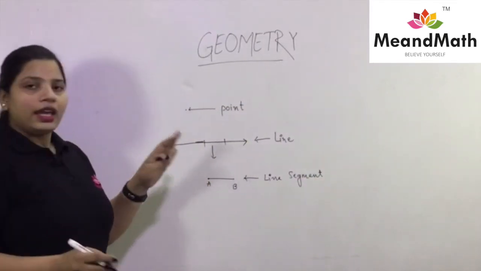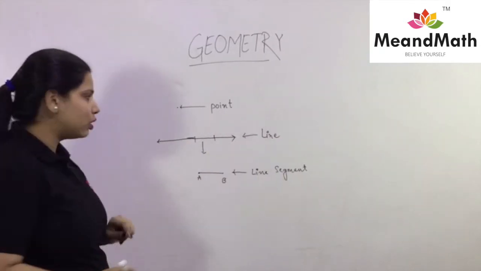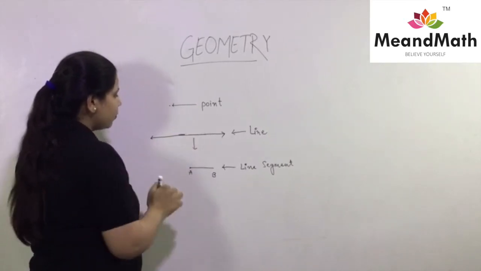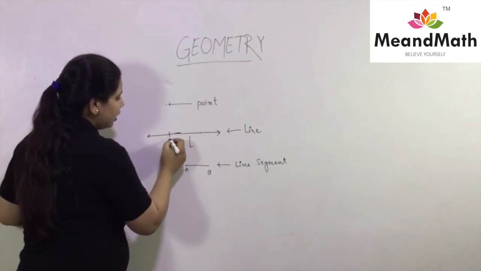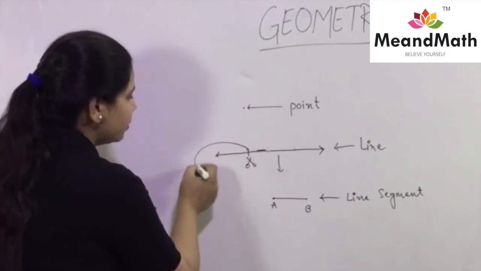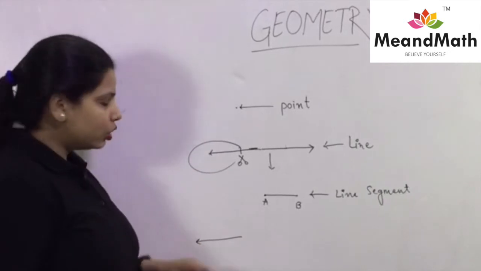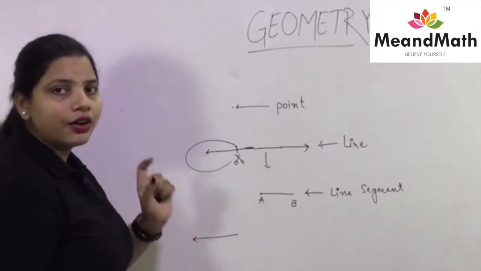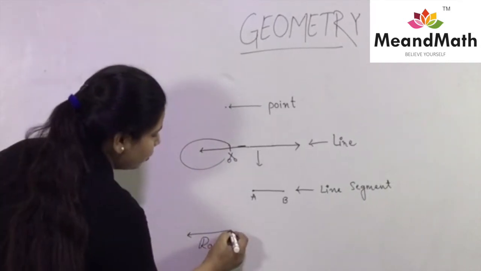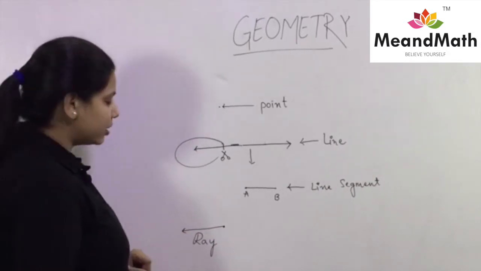Now, if we just split this line from any particular point, let's suppose I'm just removing these two and I have just cut it from here. So we have this part. If I draw it here, it will look like this. So this is nothing but a ray. It is called a ray. A ray has one end point and another part is extending in a particular direction.